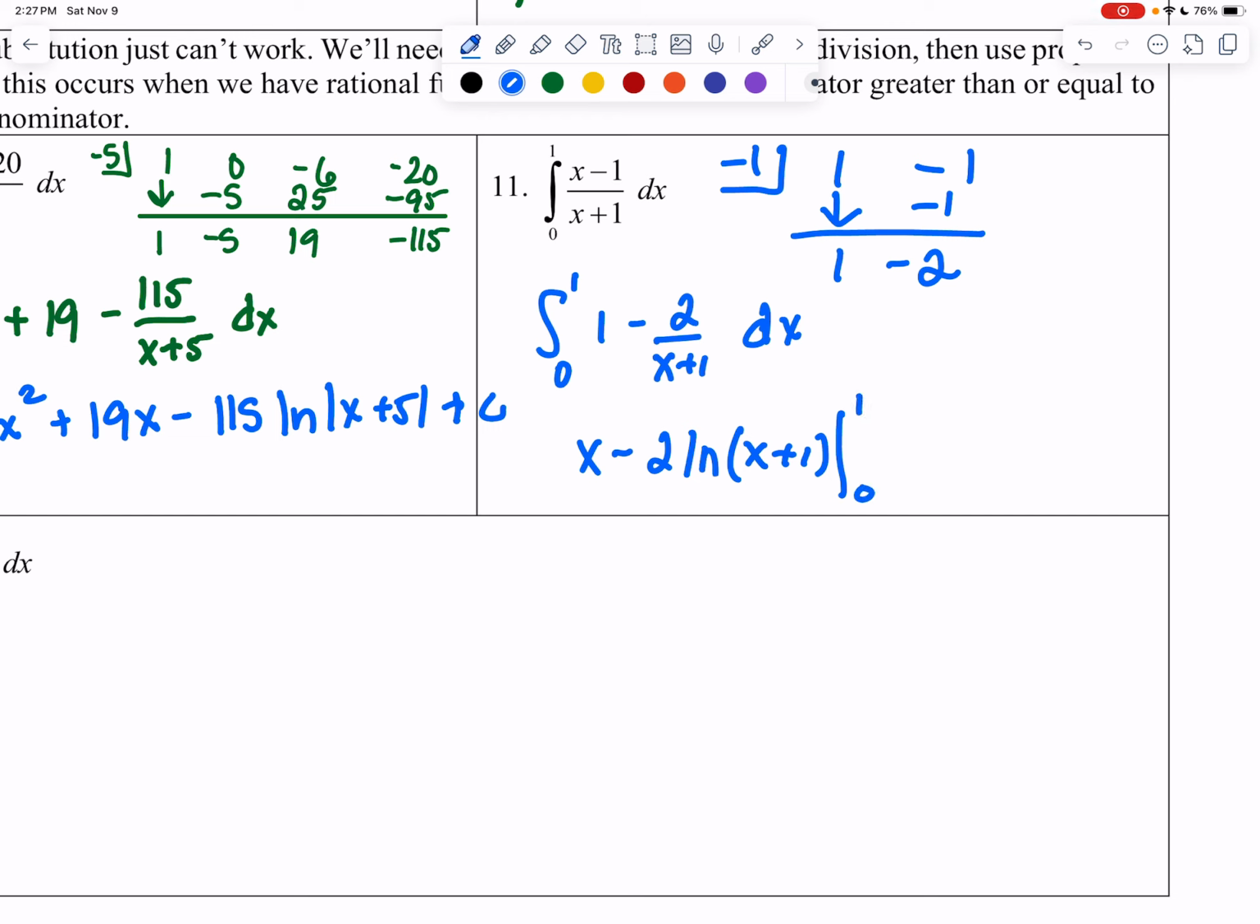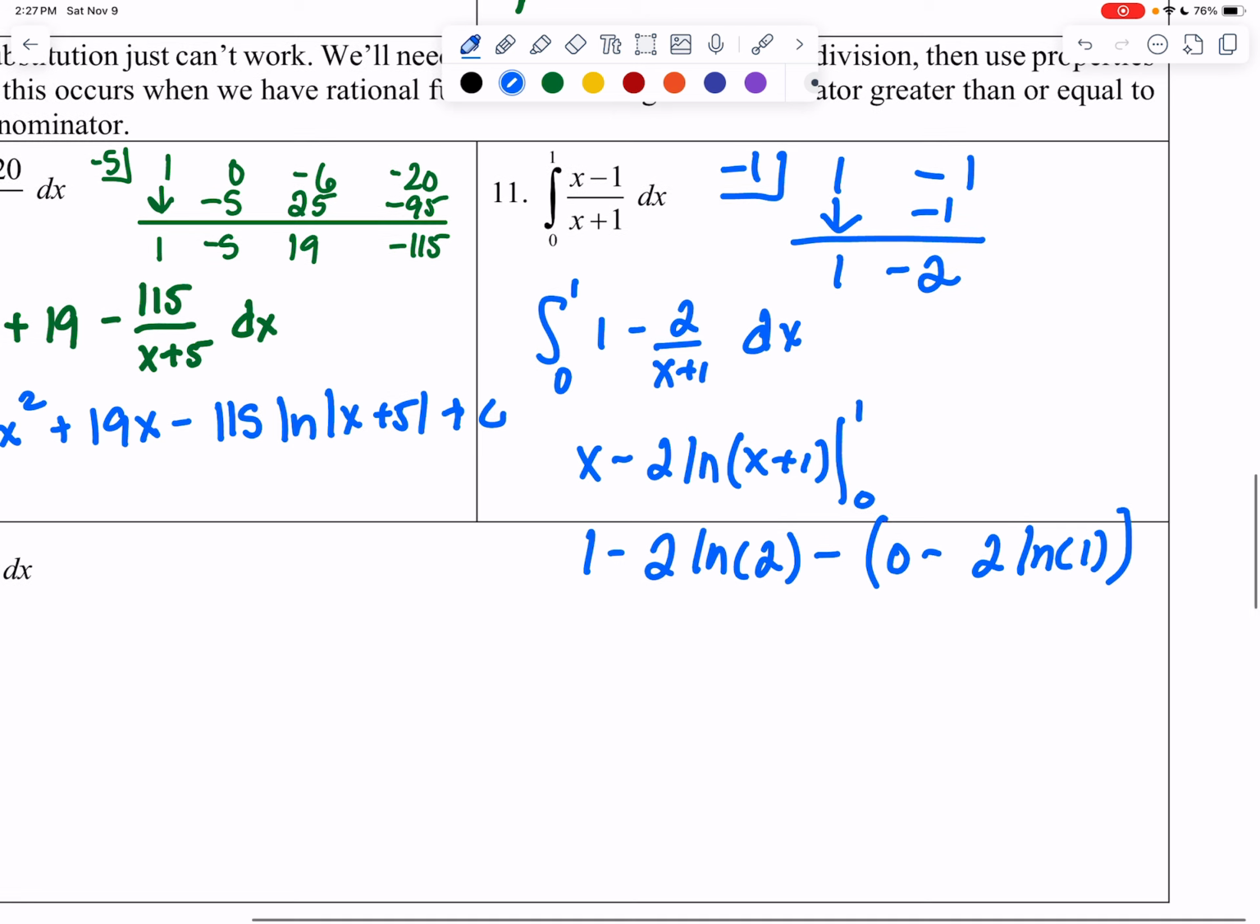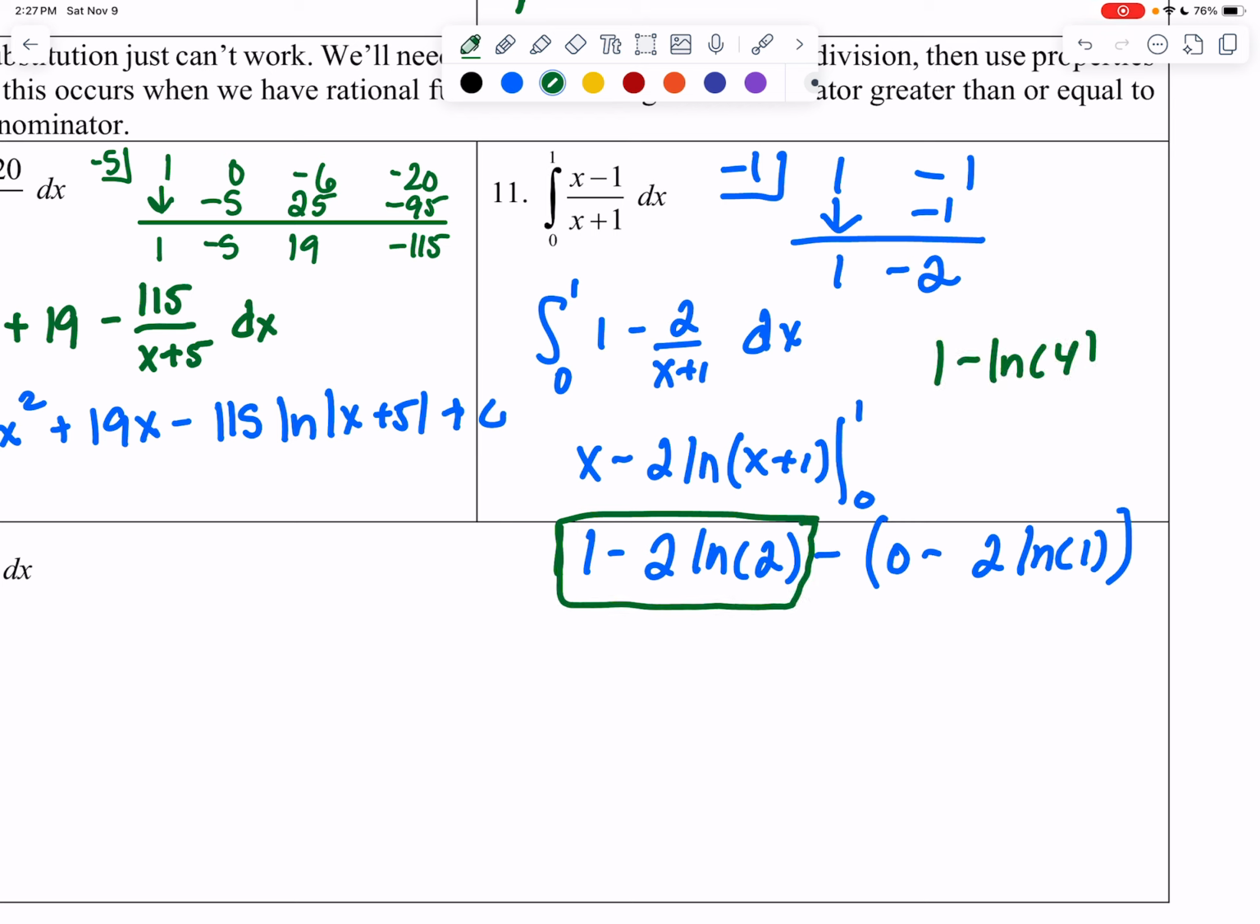So then if I were to plug in 1, I'm going to get 1 minus 2 ln of 2. If I were to plug in 0, I'm going to get 0 minus 2 ln of 1. We know that ln of 1 is 0, so my answer is just 1 minus 2 ln of 2. Or you might see 1 minus ln of 4.